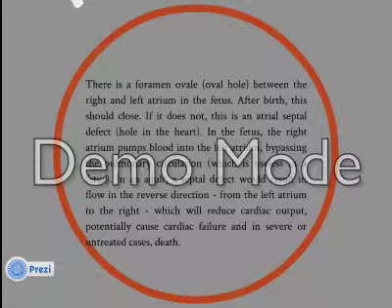In the fetus, the right atrium pumps blood into the left atrium, bypassing the pulmonary circulation, which is useless in the fetus. In an adult, a septal defect will result in flow in the reverse direction from the left atrium to the right, which will reduce cardiac output, potentially cause cardiac failure, and in severe or untreated cases, death.